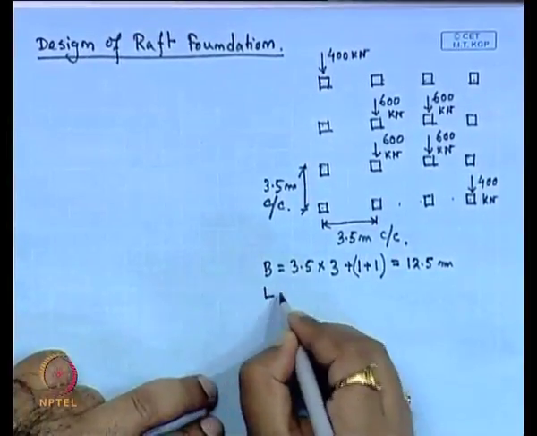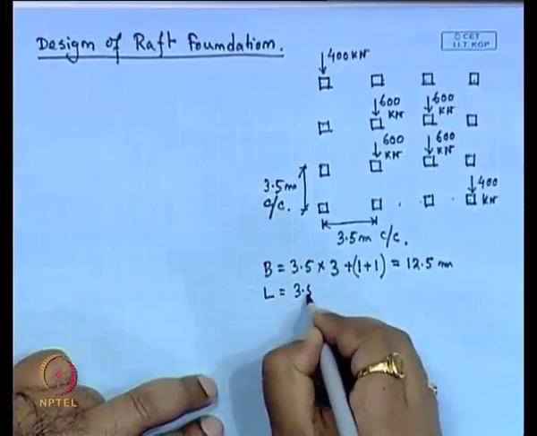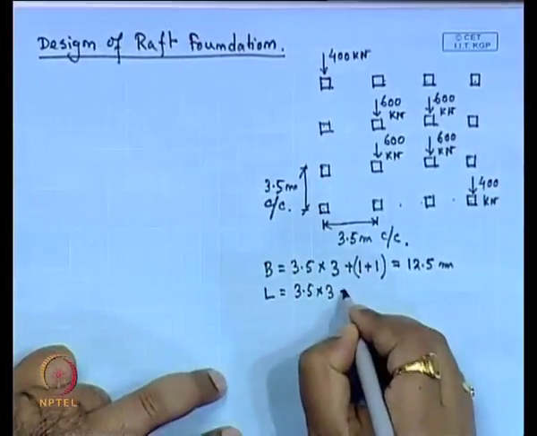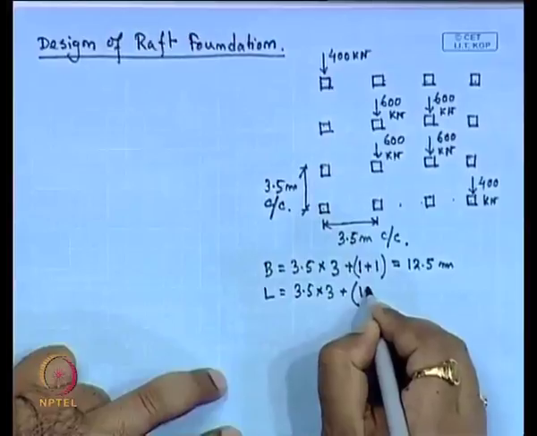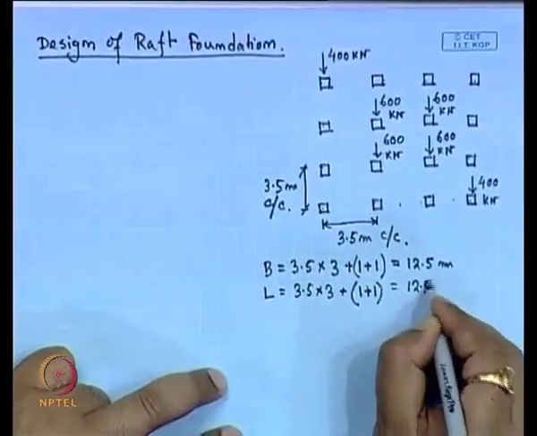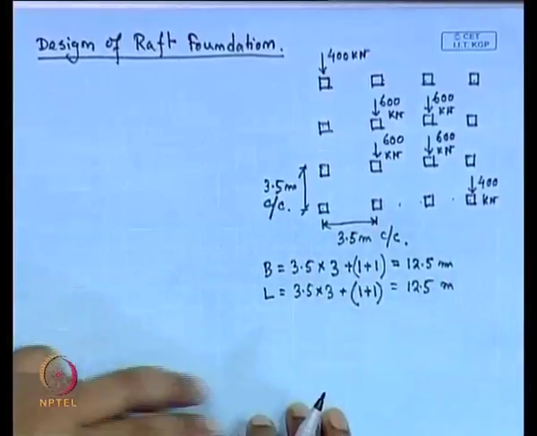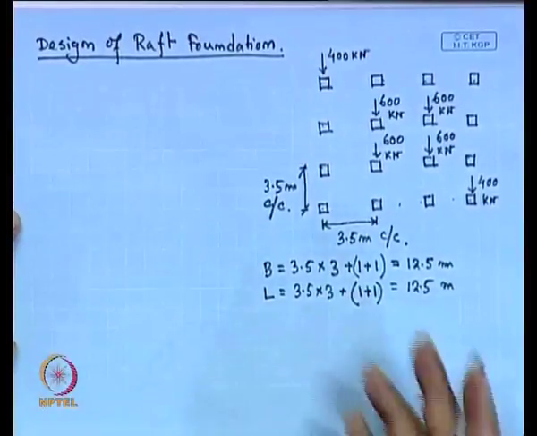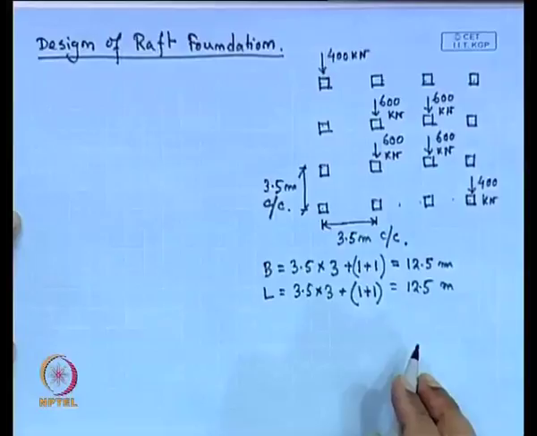Similarly, the length will also be 3.5 into 3. For the first trial, we are taking 1 additional meter this side and 1 additional meter that side. So, that is also 12.5 meter. So, this is a square raft we are designing, but it can be a rectangular raft also.